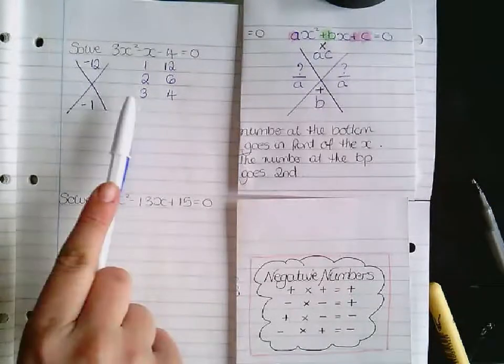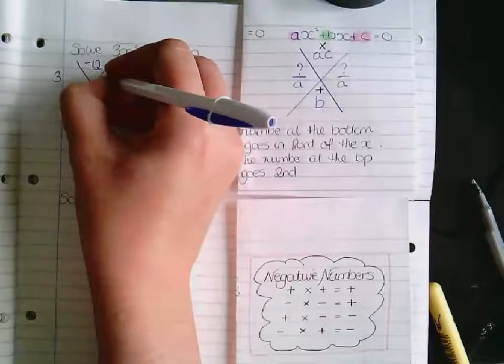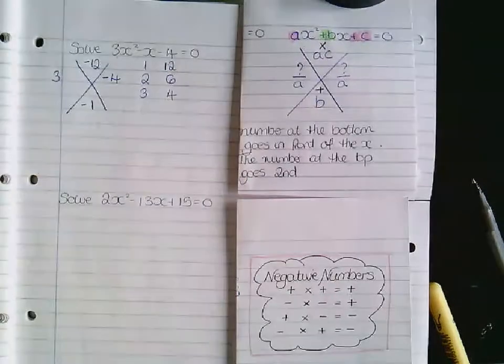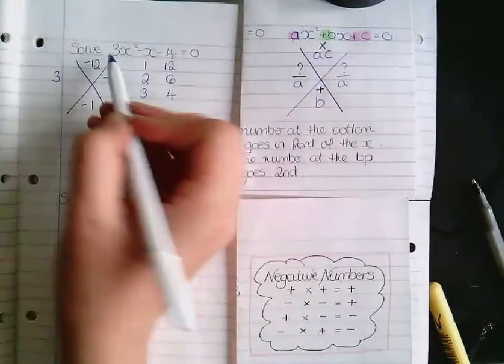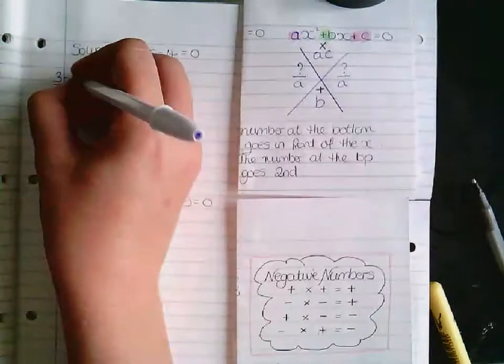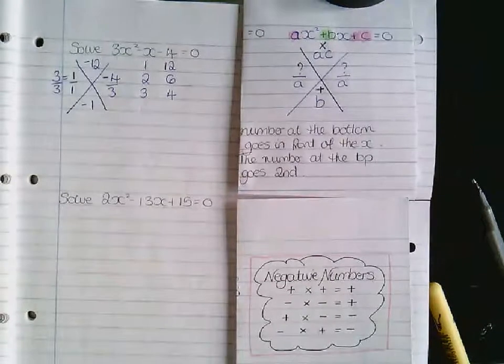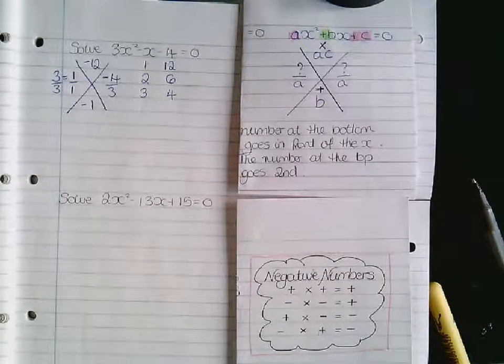3 take away 4. Now, it doesn't matter if you write them the other way around, as long as the minus is with the 4. So 3 take away 4 is minus 1. I now divide by 8, and simplify if I can. Now, usually I would write that as a 1, but because I'm factorising, I'm going to write it as minus 1 over 1.